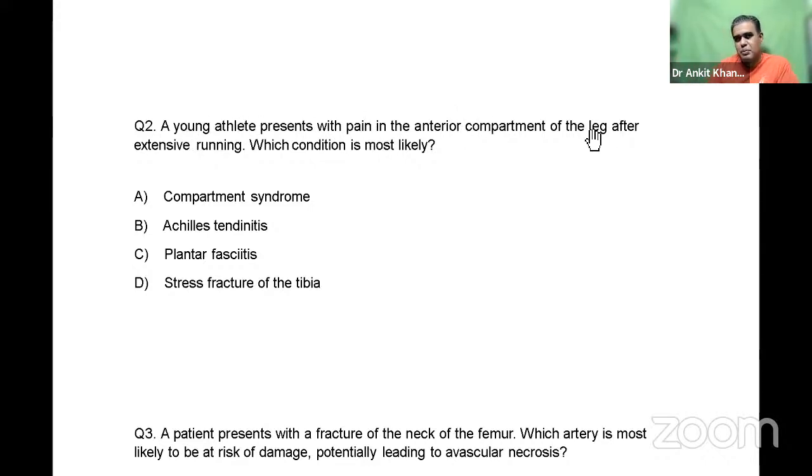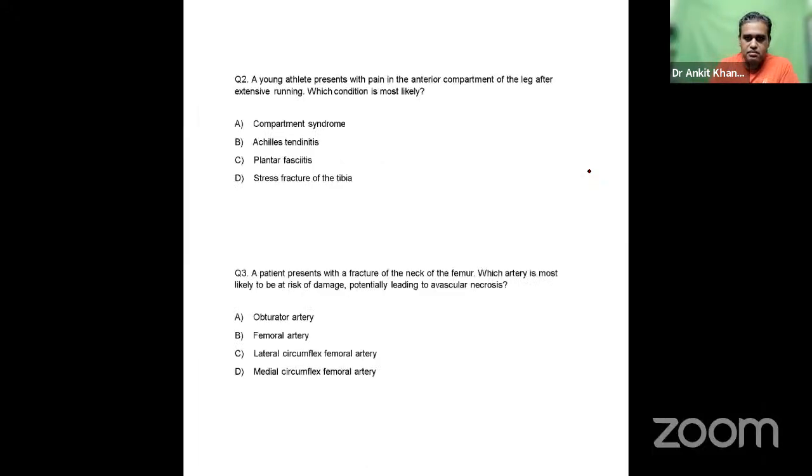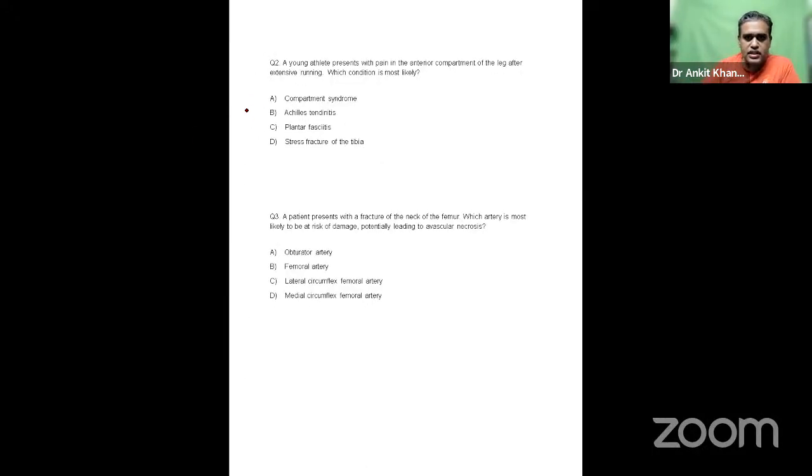After extensive running, after a lot of running, which condition is most likely? Is it compartment syndrome? Is it Achilles tendonitis? Is it plantar fasciitis, or is it a stress fracture of the tibia? Now, if you look at the question over here, let me minimize it a bit so that we can write also a few things.